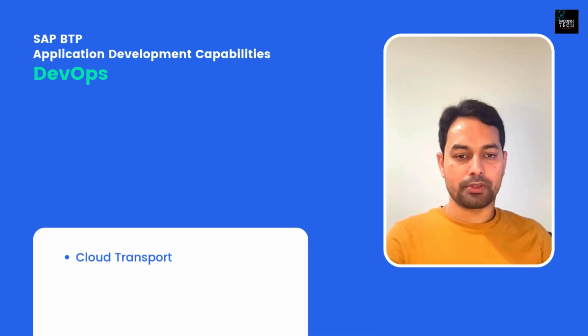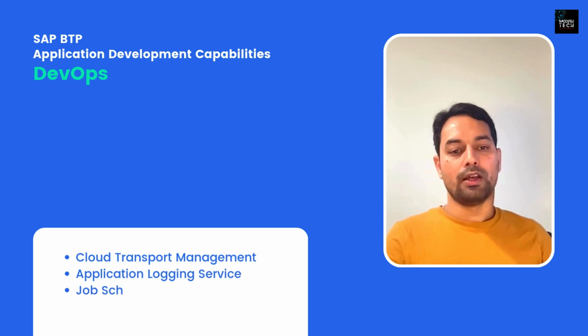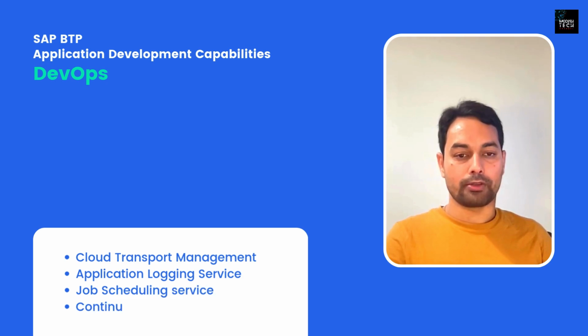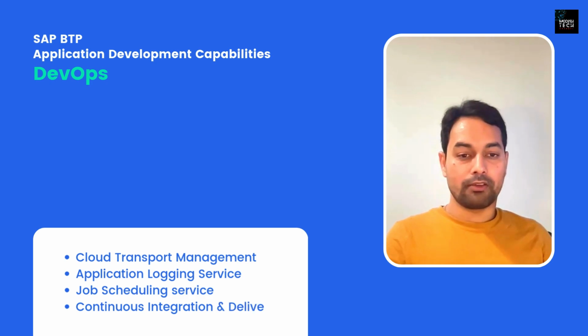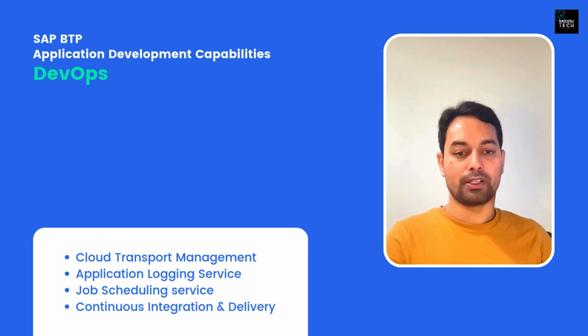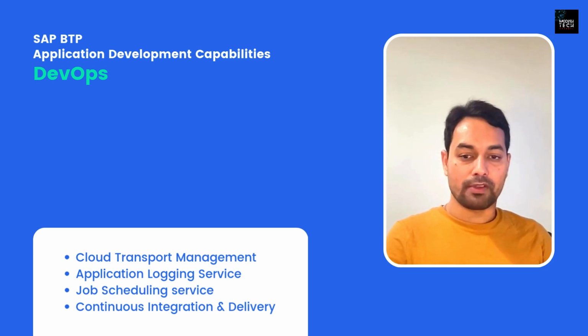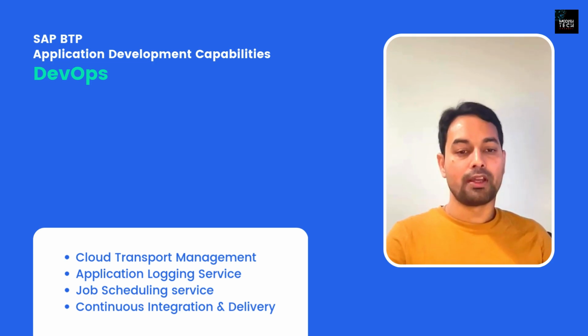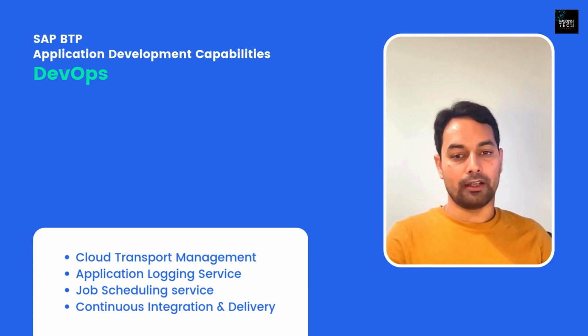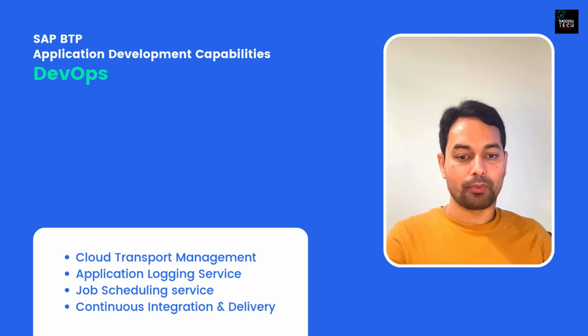When we talk about DevOps, Cloud Transport Management is a service which helps you transport your artifacts from one sub-account to the other. Application logging service is very essential, and it's very informative if it comes to errors or exception handling. You have job scheduling services and even continuous integration and delivery services, which are available. Remember, these are few services which are from DevOps, but there are many more. I would recommend you to go to SAP Discovery Center and look for the DevOps services. But these are the main ones.